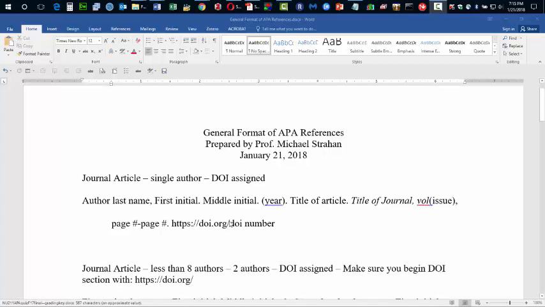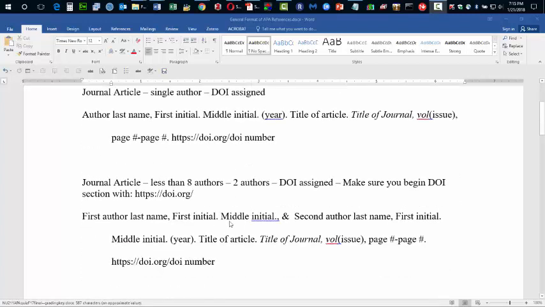For an article with two authors, similar format except after the first author's middle initial, if they provide it, put a comma, a space, an ampersand, followed by another space, and then the second author's last name and their initials. The rest of it is the same as it was for a single author. So for example, let's take a look at one of these.